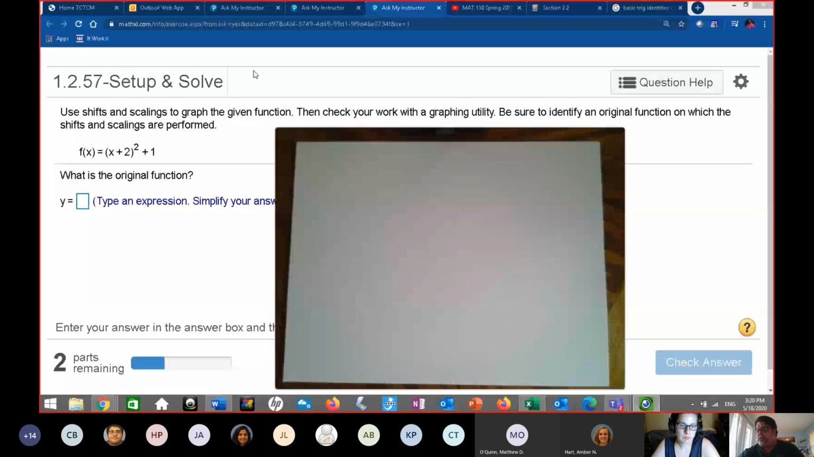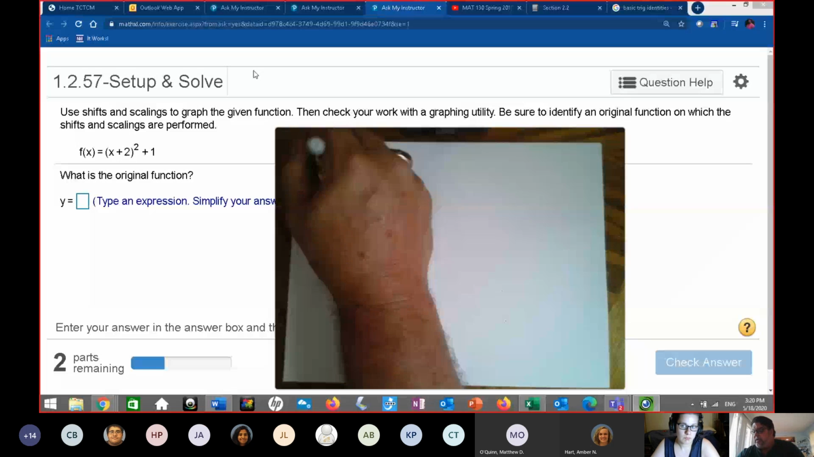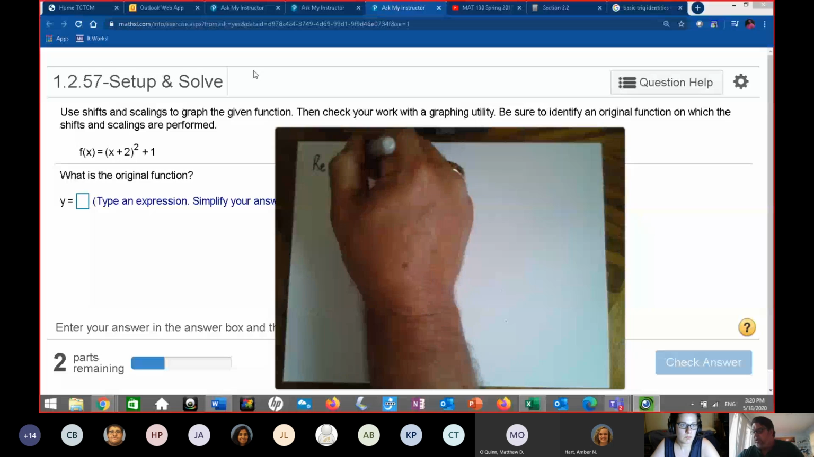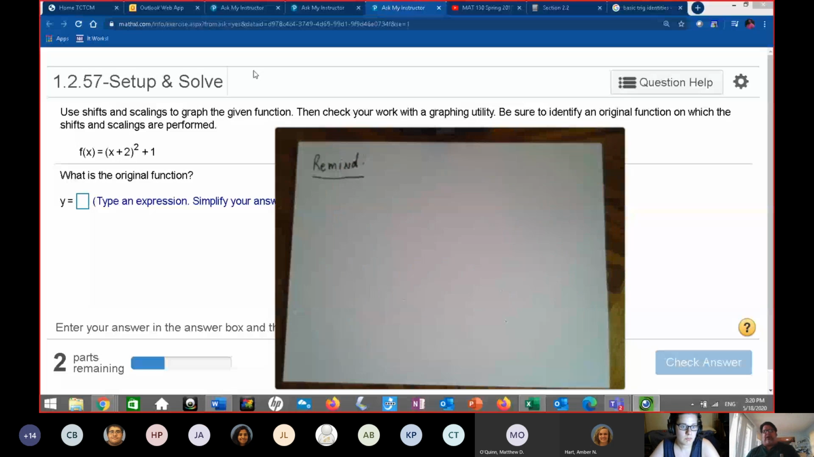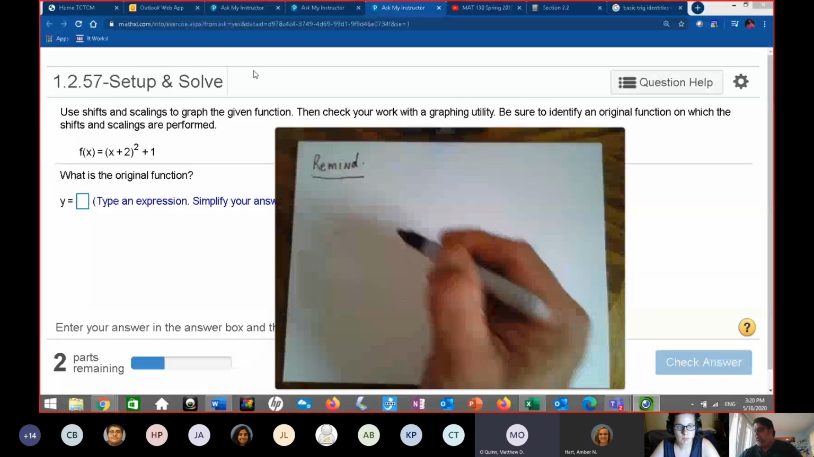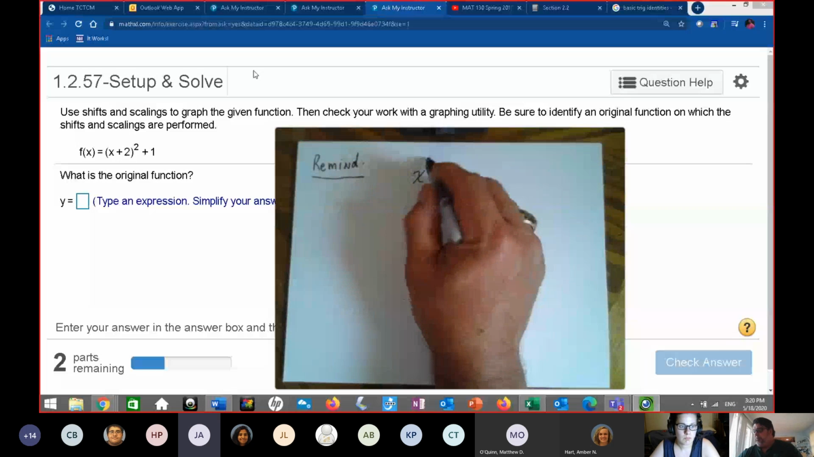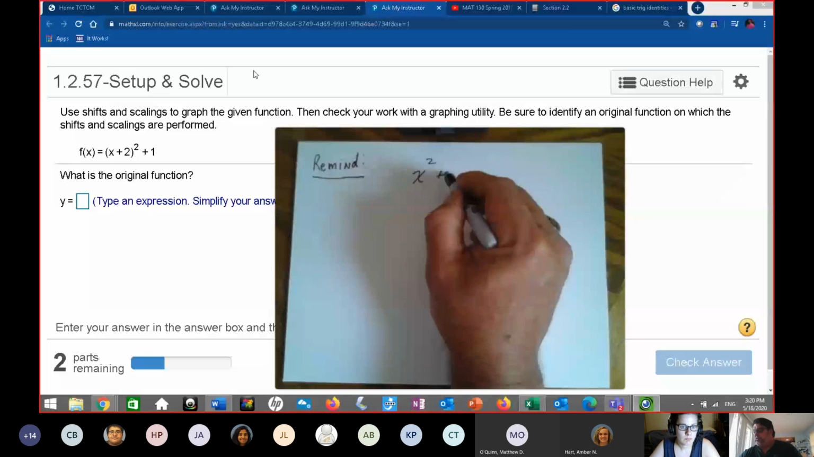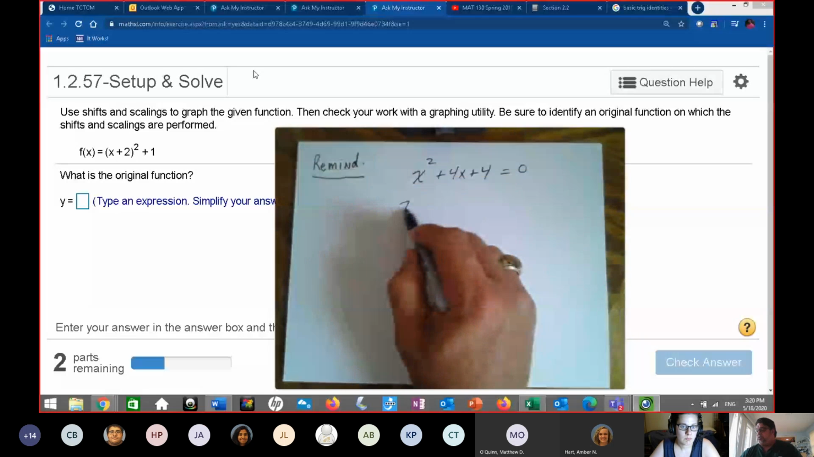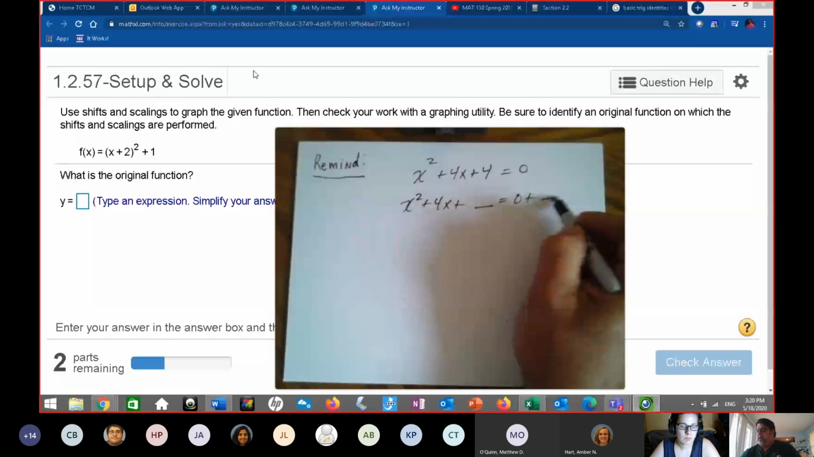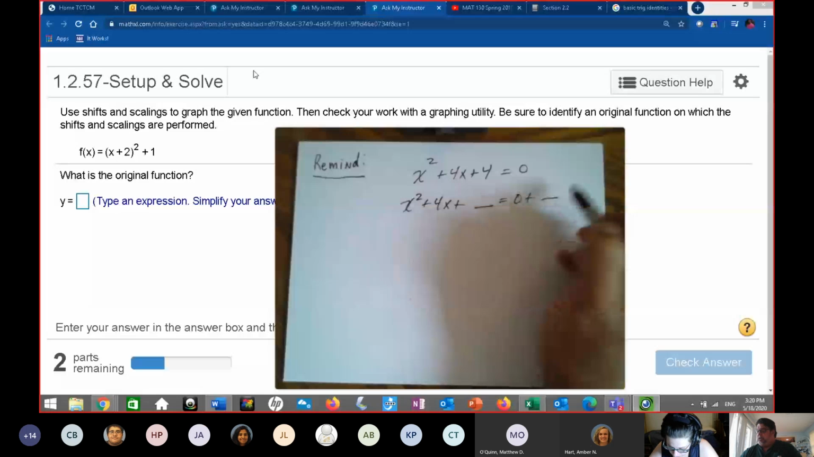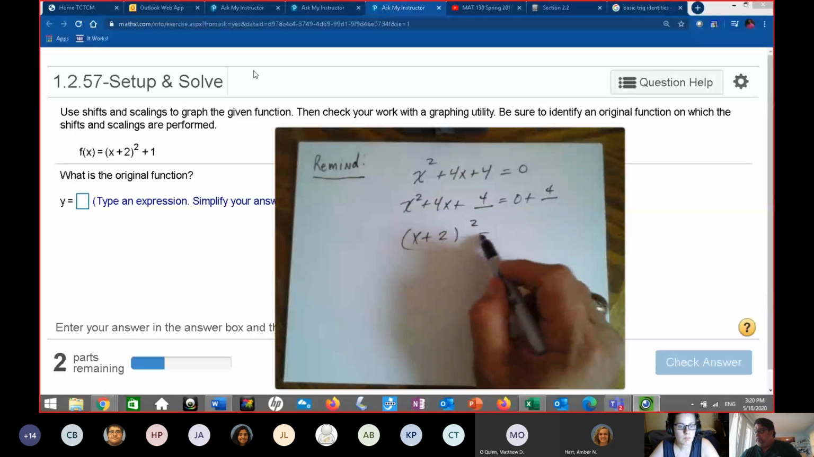Now, let me remind you, if you had me for a teacher in 109 and 130, you know what I'm fixing to show you, that there's two different ways to write the vertex. When you're doing completing the square, and you do x squared plus 4x plus 4 is equal to 0, you get x squared plus 4x plus blank is equal to 0 plus blank. Half of 4 is 2, 2 squared is 4. And you get x plus 2 quantity squared is equal to 4.